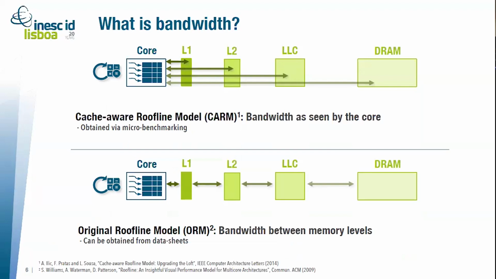And there are two flavors of the roofline model that cover this part. We have the Cache-Aware Roofline Model, and for that one, what we are looking at is the bandwidth as seen by the core, which means you have your application running, it issues loads and stores, you ask for the bytes, and we really don't care where those bytes come from. They can come from your L1, from L3, from DRAM, who cares?